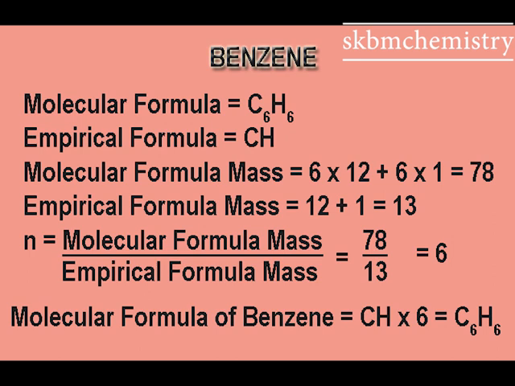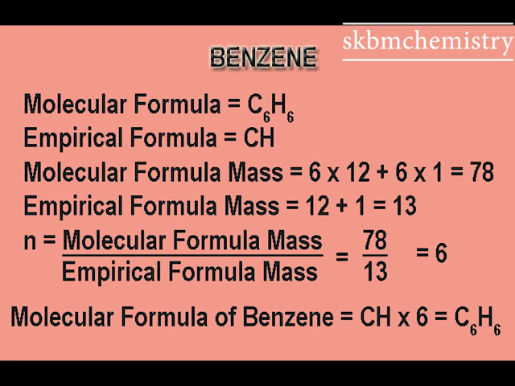How did we get it? 6 carbon atoms, that means 6 into 12, plus 6 hydrogen atoms, that means 6 into 1. So altogether we get the molecular mass as 78. Its empirical formula mass is only 13. Why? Its empirical formula is CH, 1 carbon and 1 hydrogen. Carbon atomic mass is 12 plus hydrogen atomic mass 1. So altogether we get the empirical formula mass as 13.